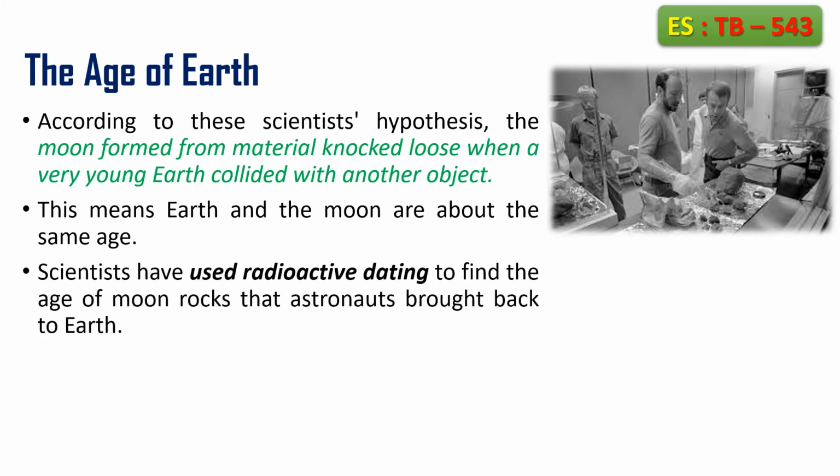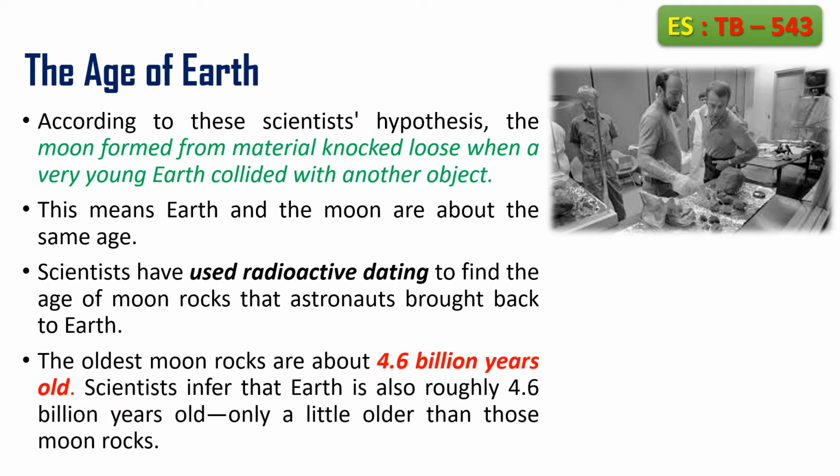Scientists have used radioactive dating to find the age of moon rocks that astronauts brought back to Earth. The oldest moon rocks are about 4.6 billion years old. Scientists infer that Earth is also roughly 4.6 billion years old, only a little older than those moon rocks. Look at the diagram. You can see the moon rocks in the diagram.